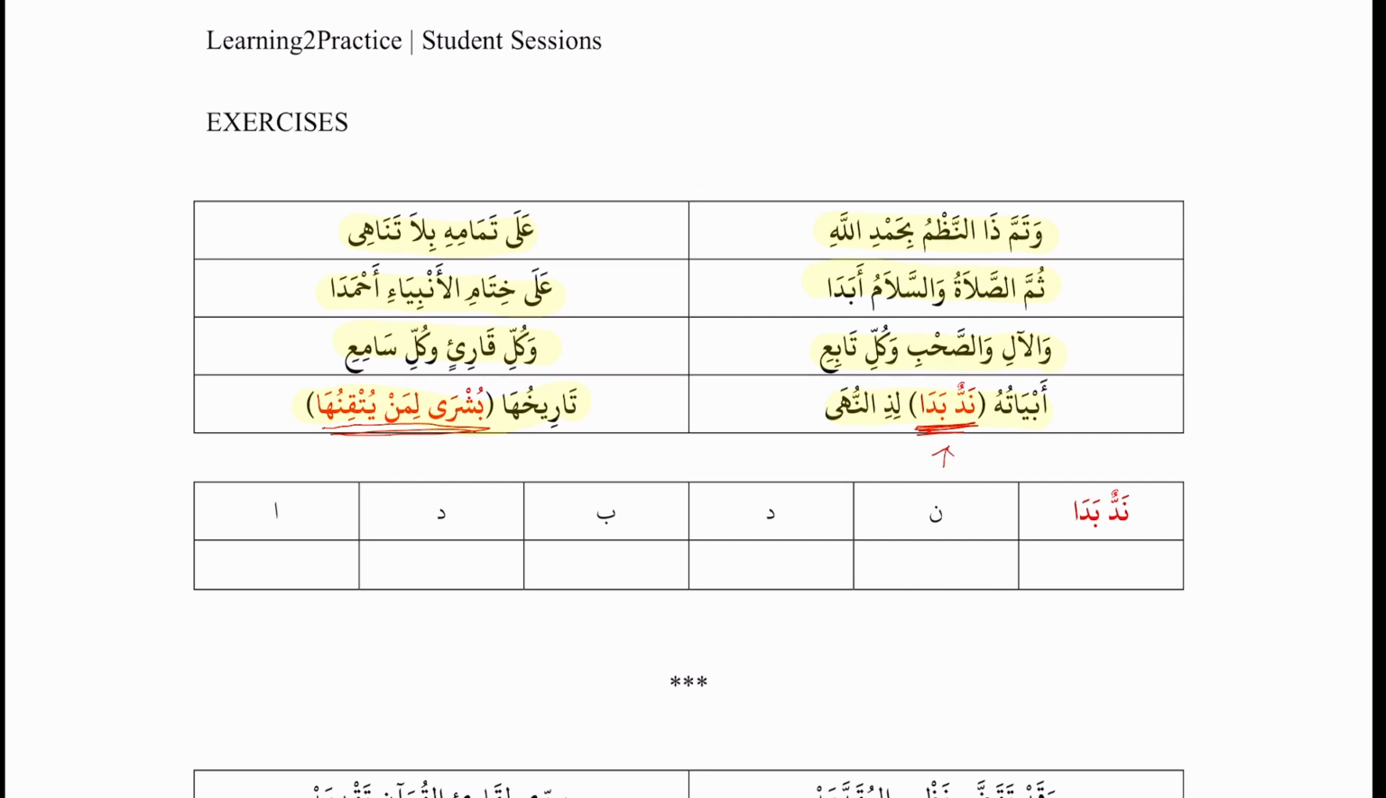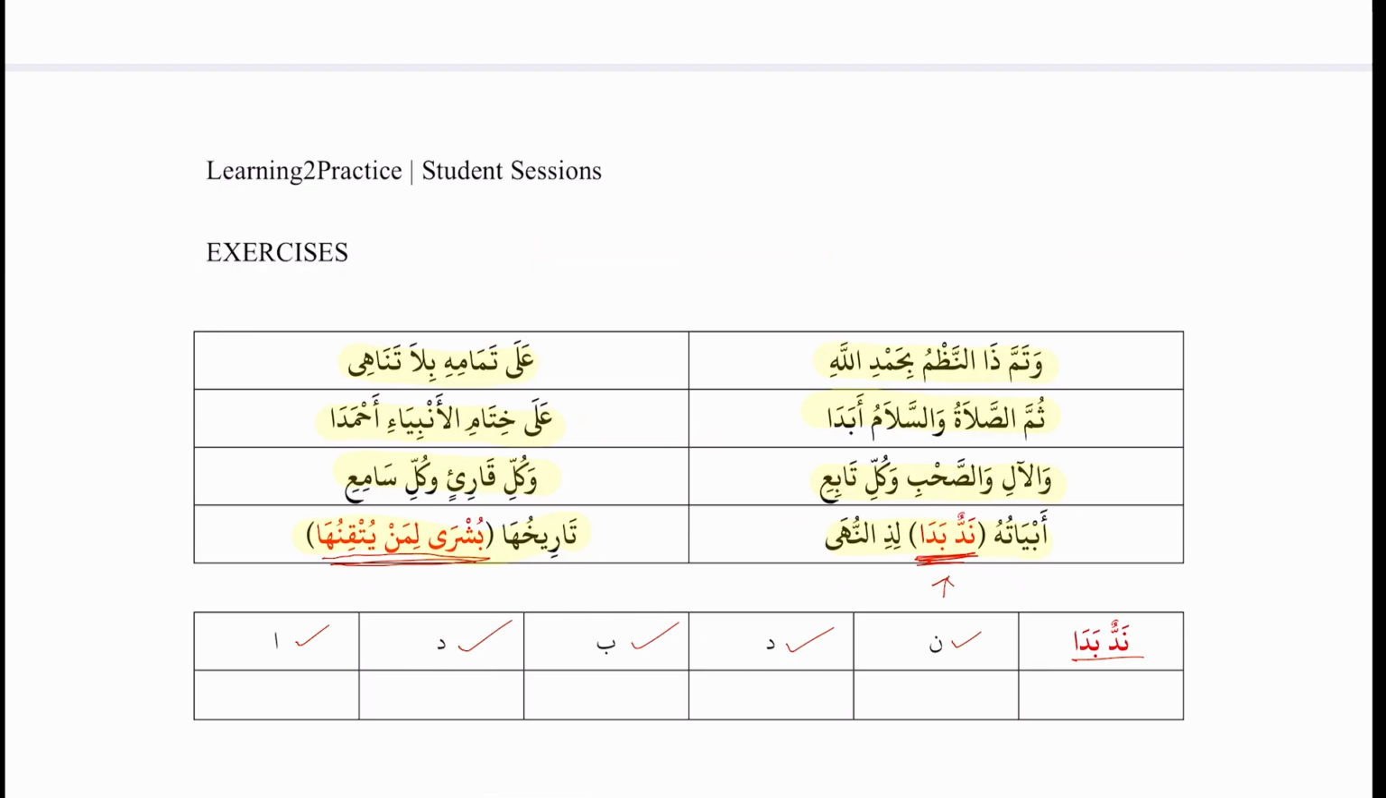أبياته, its lines, or the lines of this poem, are ند بدا. So let's look here, ند بدا. What are the letters inside ند بدا? We have noon, we have dal, we have ba, we have another dal, and then we have alif. And if we add these together, what's the value that we get?